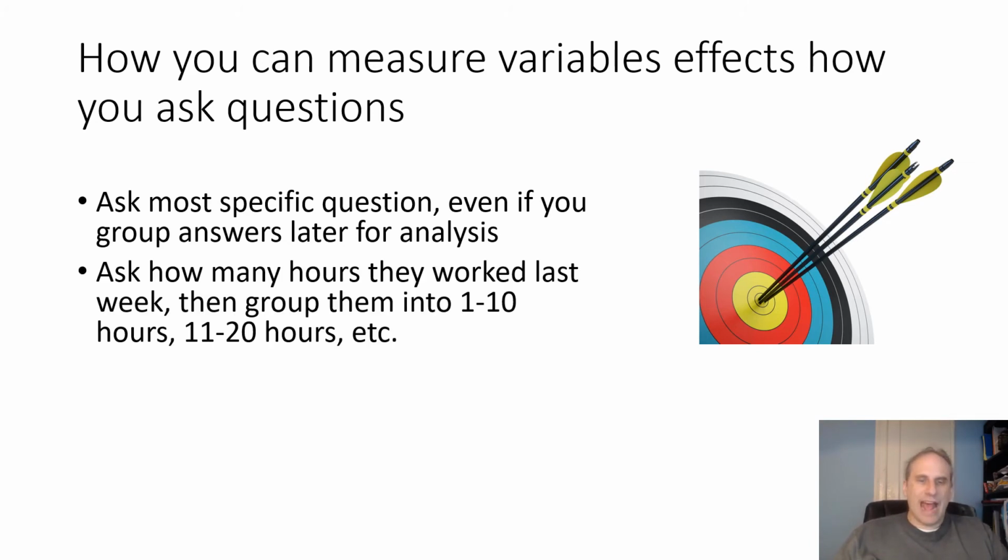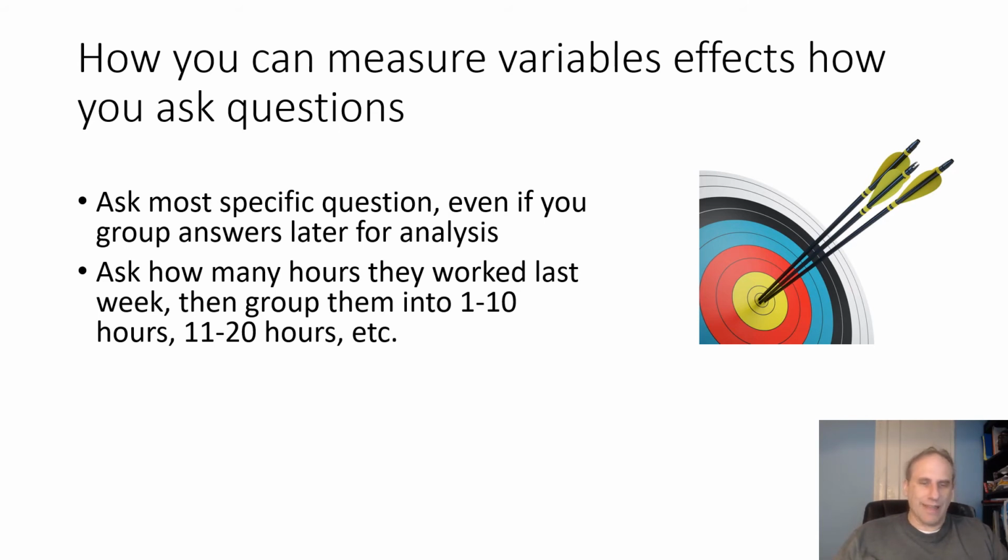You may want to ask how many hours people worked last week, another example, and then group it into 1 to 10 hours, 11 to 20 hours, 21 to 30 hours. Most people have a pretty precise sense of how many hours they worked, but there are other things that if you ask them how many hours a week they worked 5 years ago, you might do it in this grouping because they might not have as precise knowledge about how many hours they worked a week 5 years ago as they did last week.